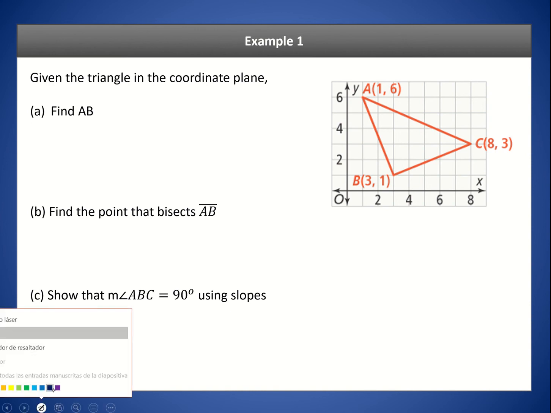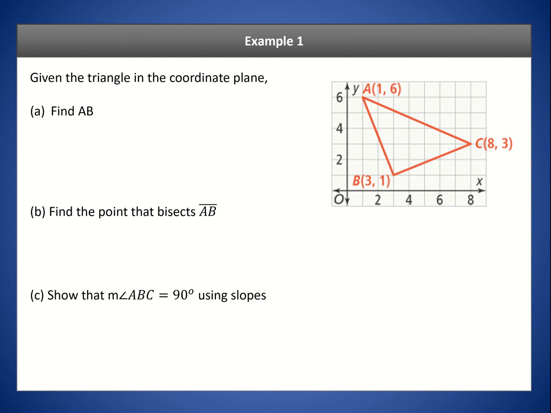Remember that if I wanted to find the distance from A to B, I need to figure out the vertical distance and the horizontal distance, and then plug it into the distance formula. So the vertical distance here is 6 minus 1, which is 5. Then the horizontal distance is 3 minus 1, which is 2. So we have the horizontal distance of 2 and the vertical distance of 5.